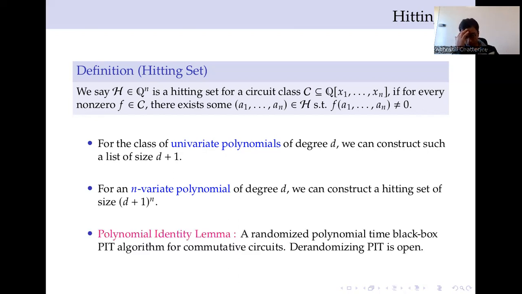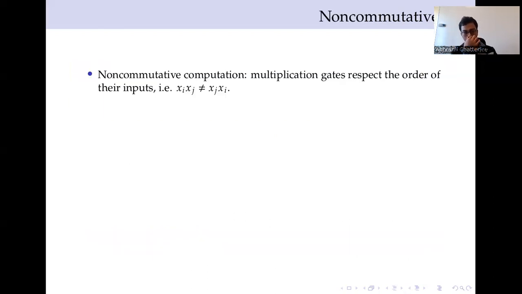Due to the polynomial identity lemma, it is known that for commutative circuits we can do PIT in randomized polynomial time. De-randomizing this black box PIT, commutative PIT, is an interesting open problem. So this is all about commutative PIT. Let us now move to non-commutative computation.